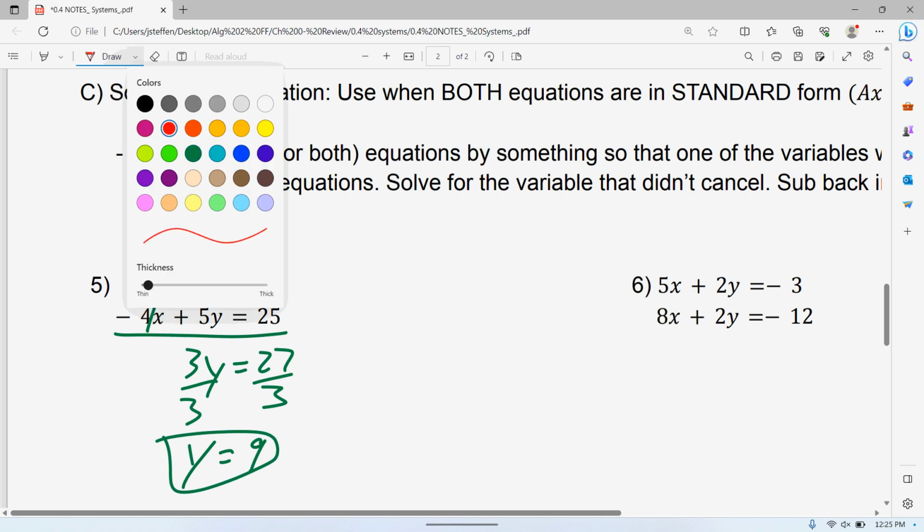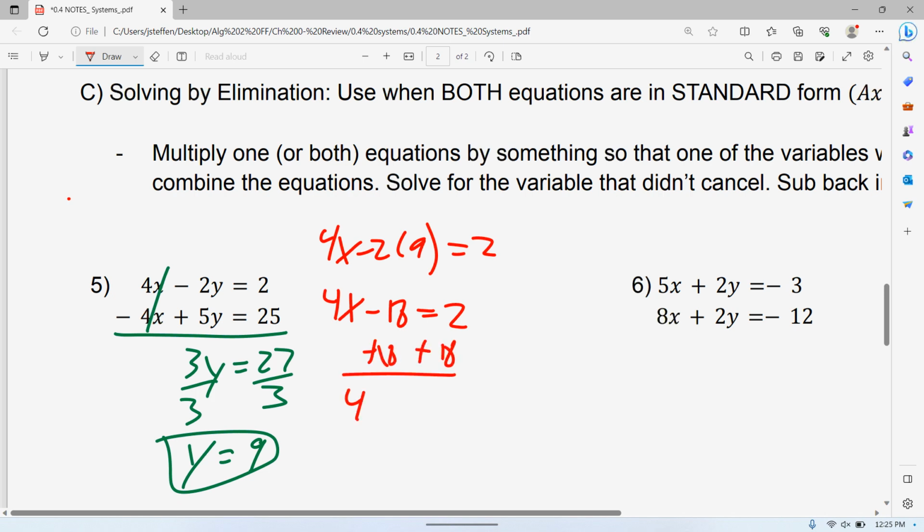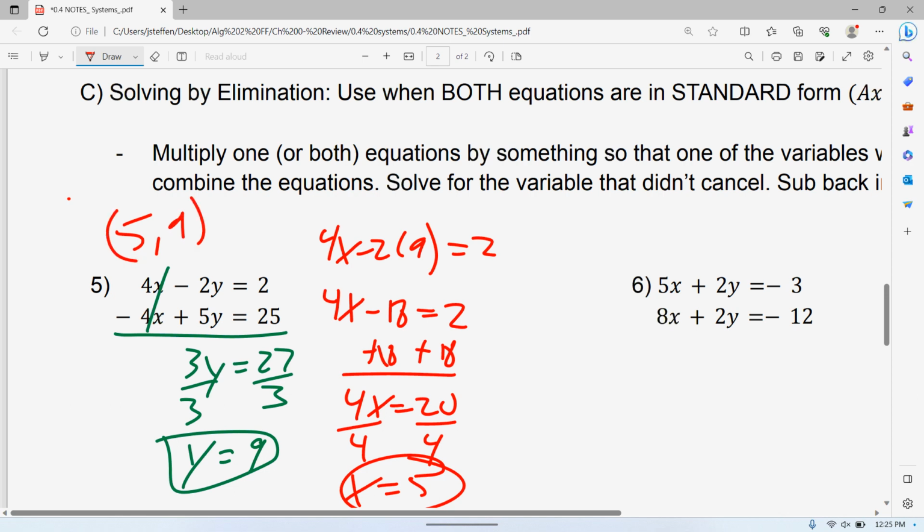But again, now we have to sub that back in. Now, it doesn't matter which equation you sub it back in for. I'm going to sub it into the top one. But again, they both should get you the same answer. That's kind of the idea. So we have 4x minus 2 times 9 is equal to 2. And again, a little bit more work than the last one to solve. Add 18, you get 4x is equal to 20. Divide both sides by 4, x is equal to 5.